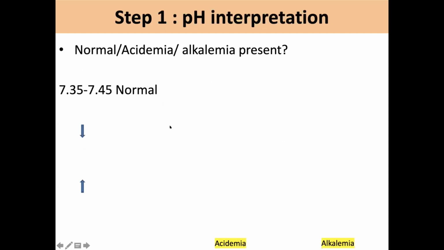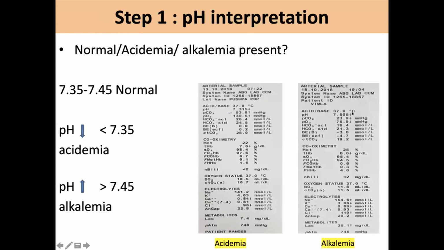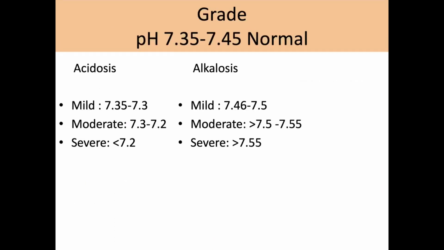We all know the normal pH. The normal pH is between 7.35 and 7.45. Any pH less than 7.35 is acidemia. Like here, the pH is less than 7.35. And anything more than 7.45 is alkalemia. Like here, it is above 7.45. I will keep on showing you the ABG samples with the examples when we are moving on from one slide to another. Now, how do I differentiate whether it is mild, moderate, or severe acidosis?